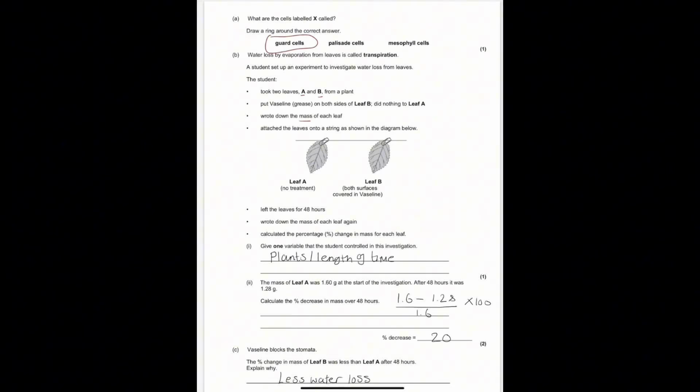Left the leaves for 48 hours, wrote down the mass of each leaf again, calculate the percentage change in mass for each leaf, and give one variable that the student controlled in this investigation. So I wrote down the plants or the length of time. Those are the two variables I'd write down that they have control.